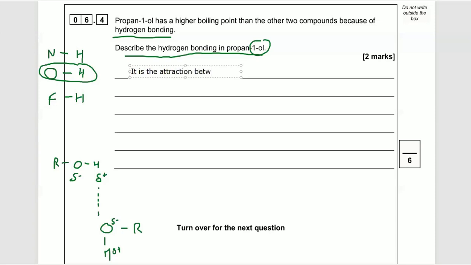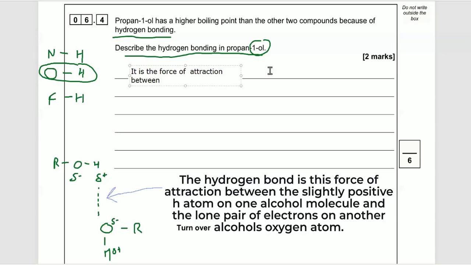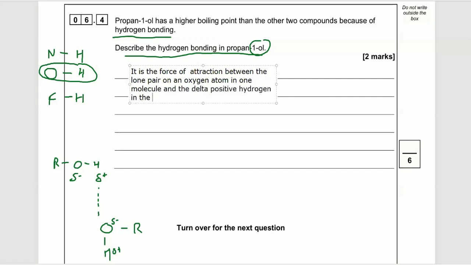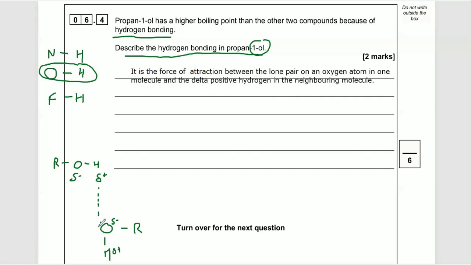So I'm using the rest of the molecule chain as an R, and then we've got the OH. We've got the delta positive hydrogen atom. The hydrogen bond forms between the delta positive hydrogen on one alcohol molecule and the lone pair on the oxygen of an adjacent, neighbouring, or another alcohol molecule. So hydrogen bonding forms between two alcohol molecules, or many more than that, but in between two molecules, and it's between the delta positive hydrogen on one and the lone pair of electrons on the oxygen on another alcohol. Cool. And that's what gives propan-1-ol the highest boiling point out of these ones.